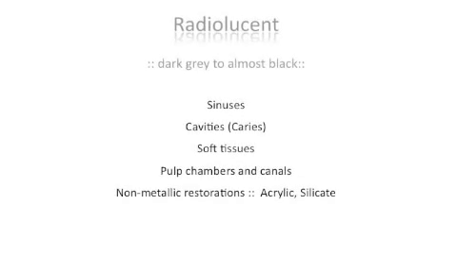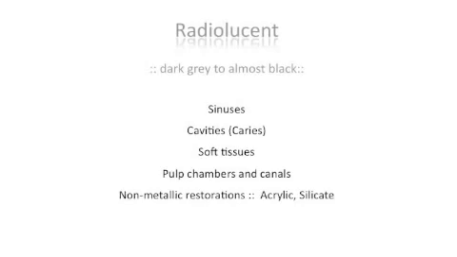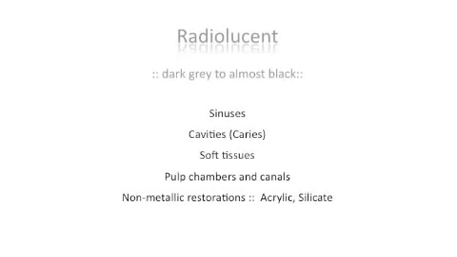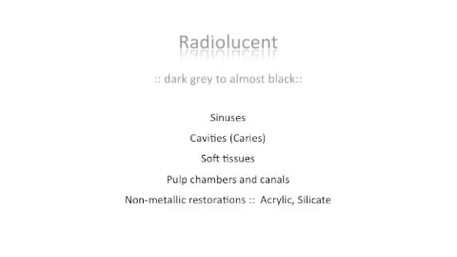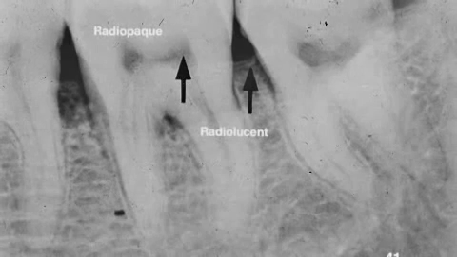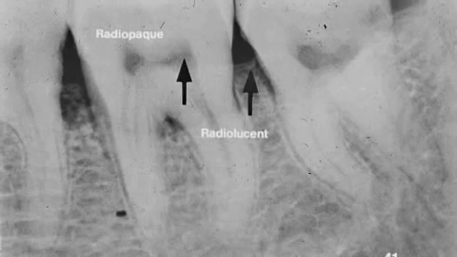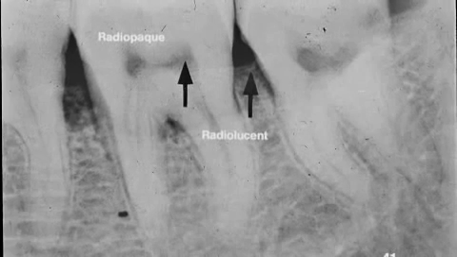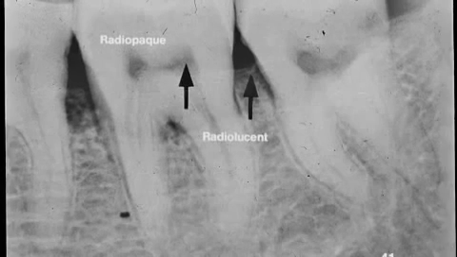Radiolucent structures are dark gray to almost black. They include sinuses, cavities or caries, soft tissues, pulp chambers and canals, non-metal restorations such as acrylic and silicate. Radiolucent structures, remember, are gray or dark. Radiopaque structures are light gray to white.